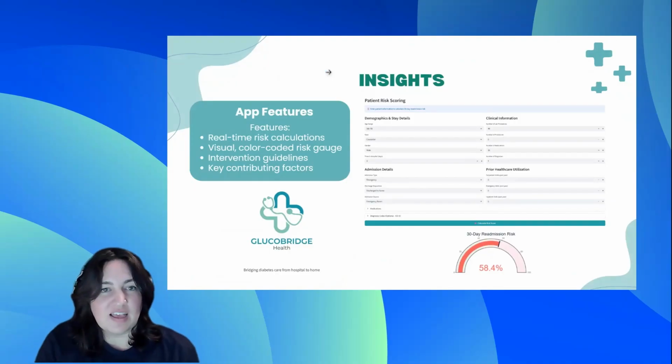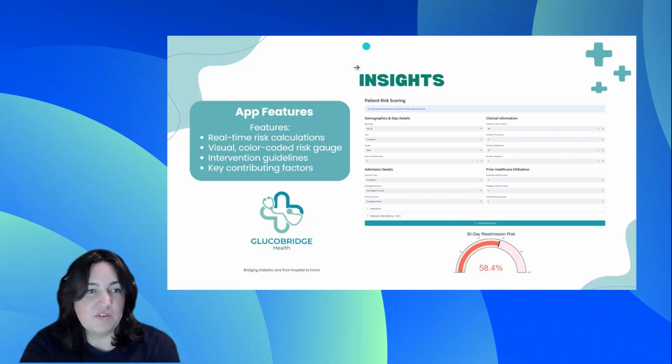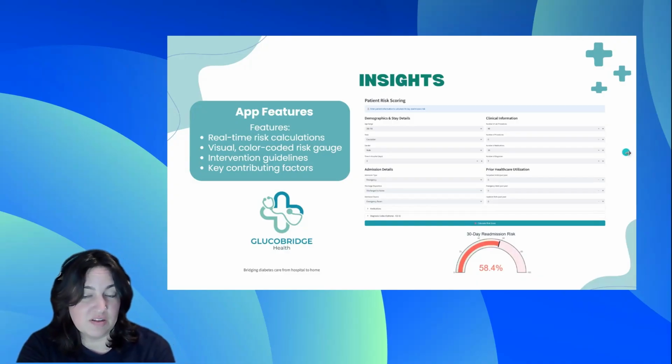So this is a quick look at the app that I created using this machine learning model. It features real-time risk calculations, so hospitals and staff can see patient risk immediately before patients are discharged. It gives a visual color-coded system so they will know immediately whether or not a patient is at risk. It's easy to understand and doesn't require a lot of focus or concentration for busy hospitals.